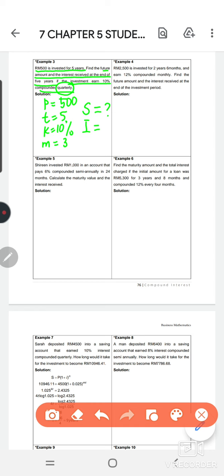Okay, so try to solve example 4, example 5 and example 6. These give different values of P. This one is RM1000, this one is 5300. Okay, so you just follow these steps.